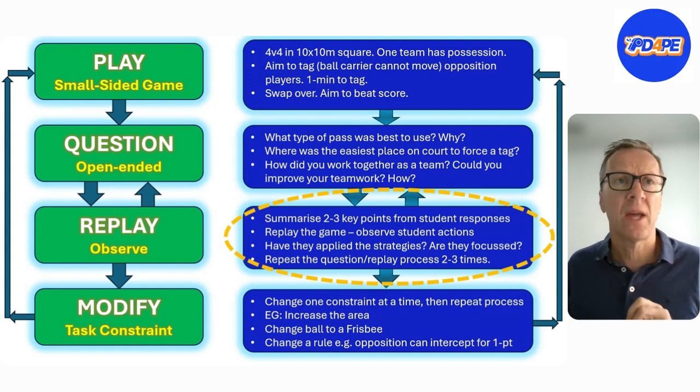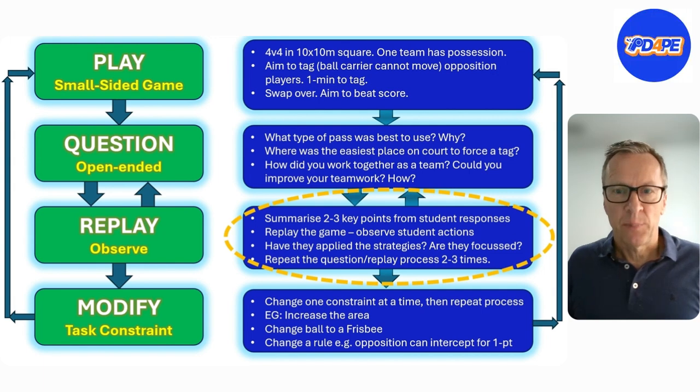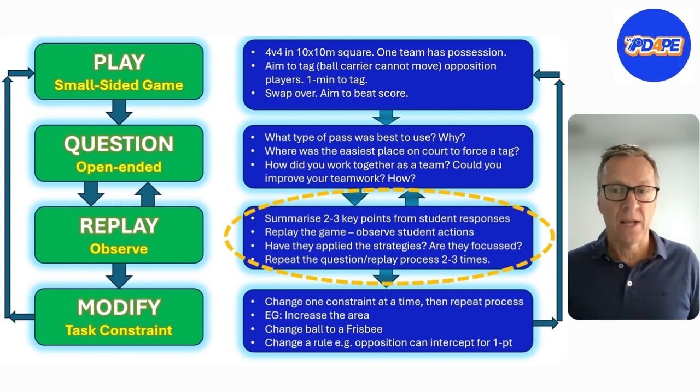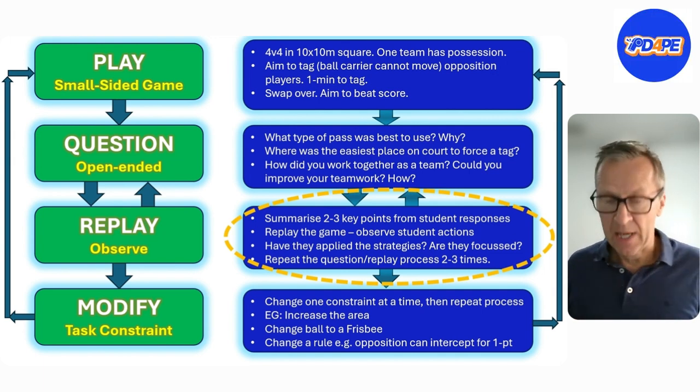We would do that so that then guides the students into thinking about what they need to do or what they need to action immediately prior to repeating the game. So for example, we could say one of the key points, we established the best pass to use was a short, sharp pass. Second, we also decided that the best place on court to force a tag was in the corners. Thirdly, we talked about teamwork, and we decided that the 4 of us can create a small square and move the ball around that way. Now let's repeat the game.